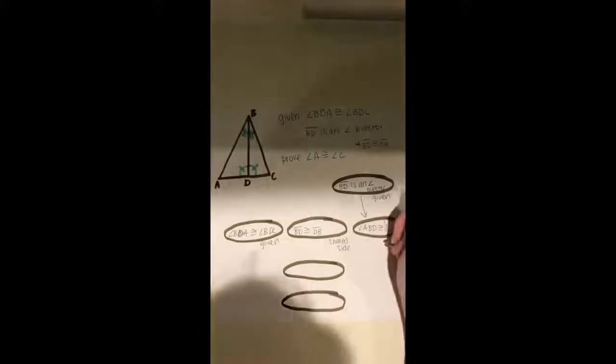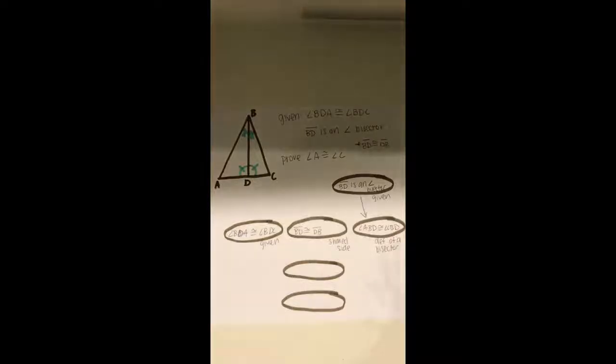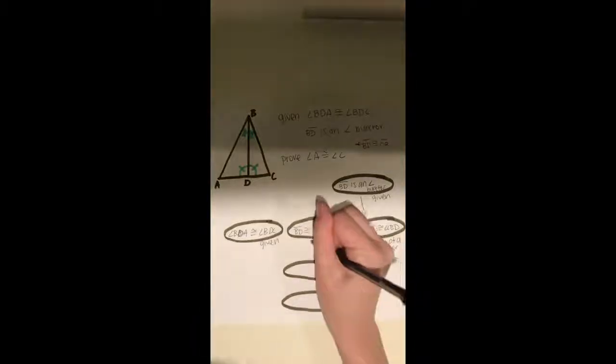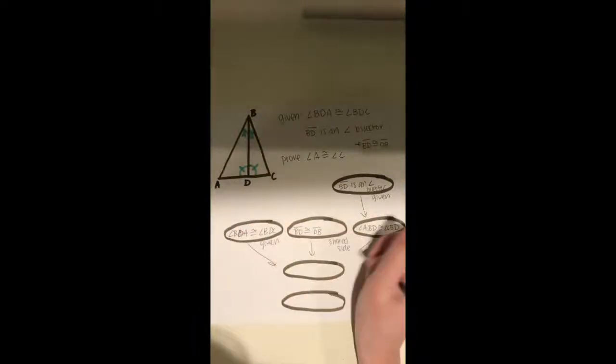And our reasoning for this is the definition of a bisector, because as explained before, the definition of a bisector is that it makes those two angles congruent to each other. So that's our reasoning for that. So now that we have that, we can go on to our next proof.